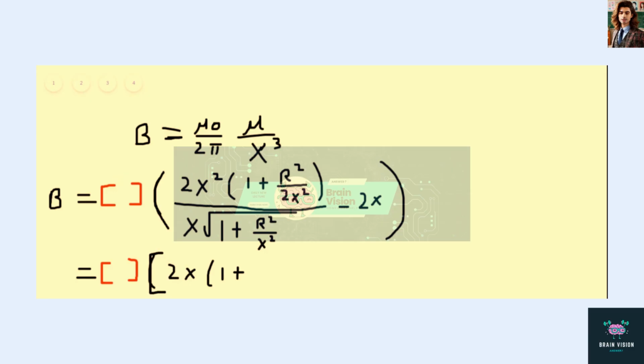So this is multiplied by 1 plus r squared over x squared raised to the minus 1/2, and then still minus 2x. So we haven't begun to expand yet, just simplified a little bit more. All right, so now we are ready to go ahead and do our Taylor expansion.